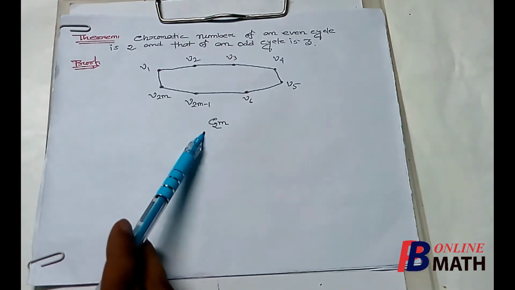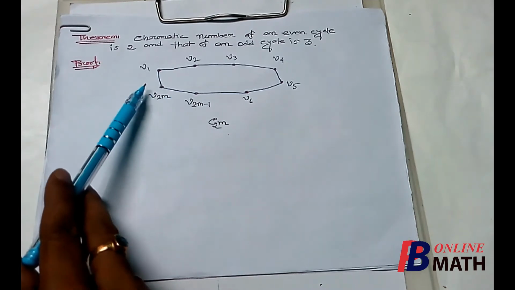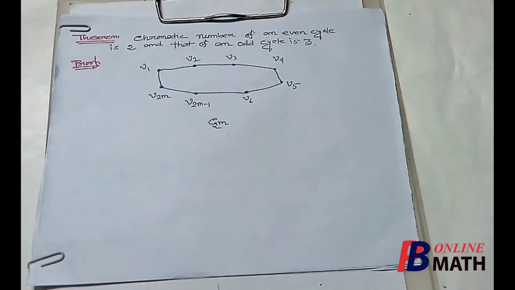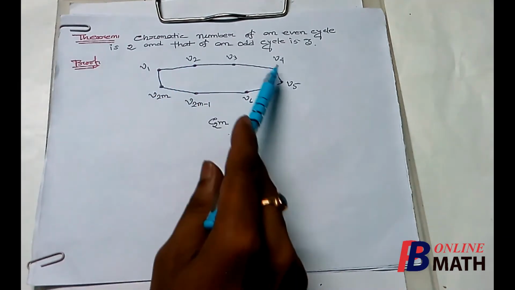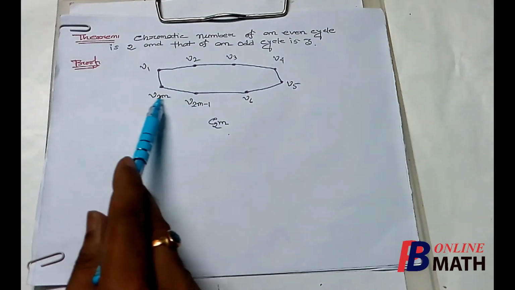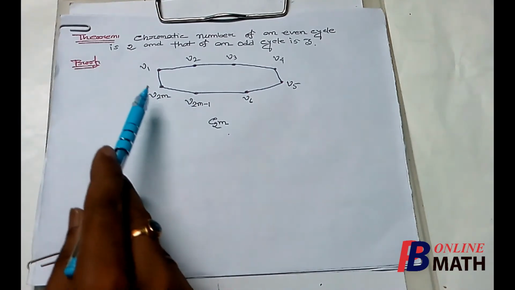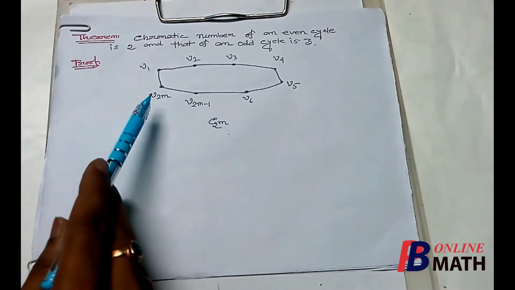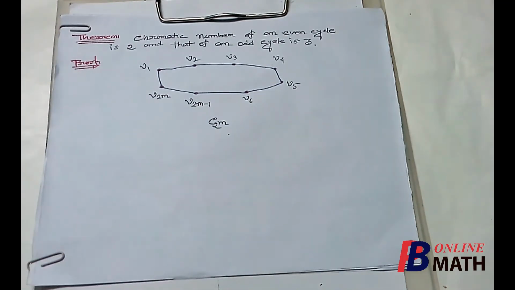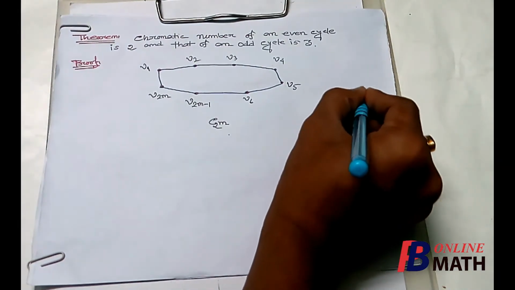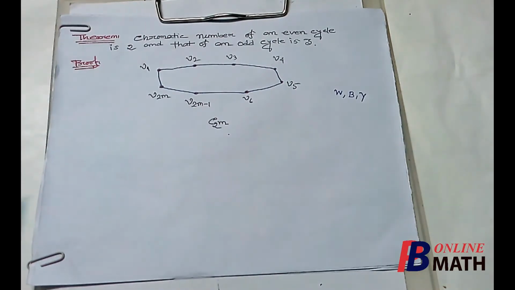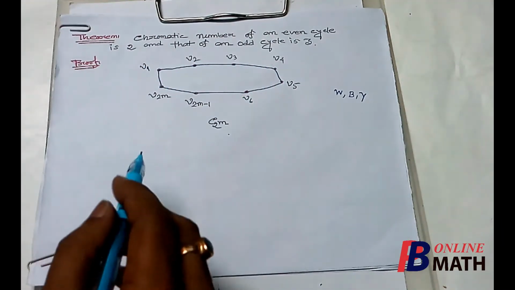We consider this even cycle C2m, that means a cycle with 2m number of vertices. So an even cycle of 2m number of vertices will be like that: v1, v2, v3, v4, v5, v6, up to v2m minus 1 and v2m. So this is an example of an even cycle having 2m number of vertices. Now let us find the chromatic number of this even cycle. Now suppose we have been given 3 colors: white, blue and yellow.